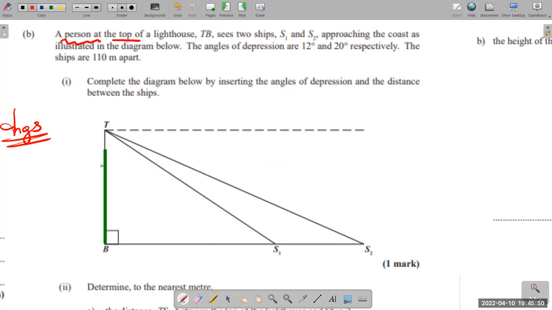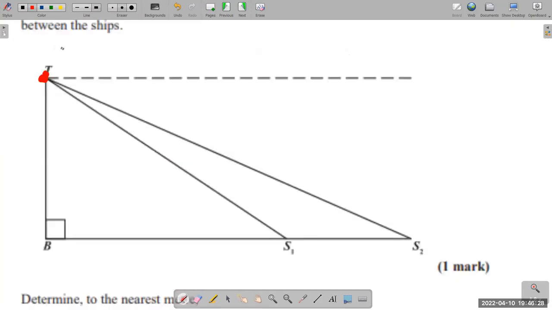So it's up here. This is where the person is. Let me just make sure I erase all of this so it's not confusing. So the person up here, this represents a person as a dot, sees 2 ships, S1 and S2, approaching the coast as illustrated in the diagram below. The angles of depression, you see, are 12 degrees and 20 degrees, respectively. I'm going to label some areas. Let me zoom in a little bit, and I'm going to ask, where would you put those angles?